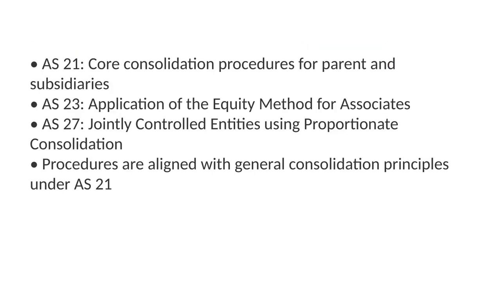When it comes to other types of interests, we use the equity method for associates as per AS 23, and for jointly controlled entities, we use the proportionate consolidation method under AS 27. You'll find that the procedures for these are quite similar to the general consolidation process in AS 21.